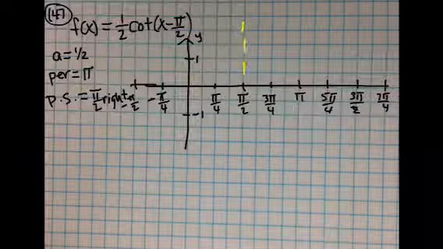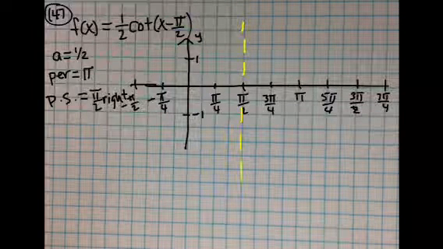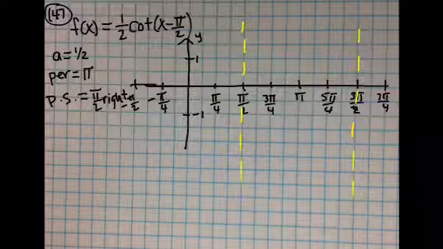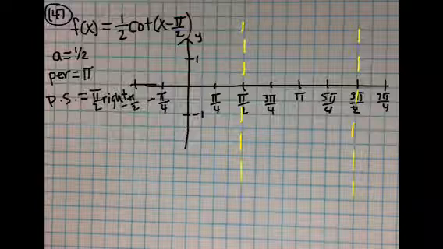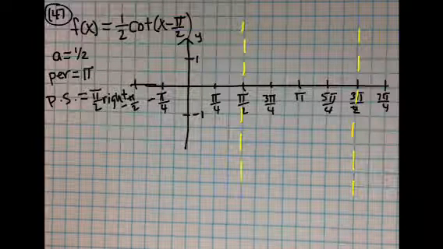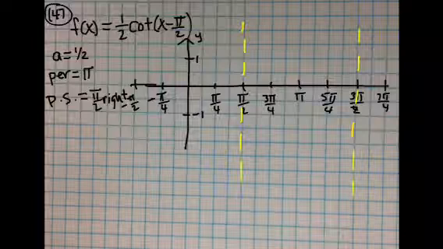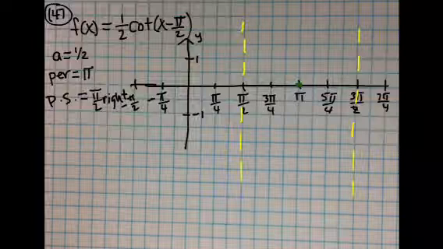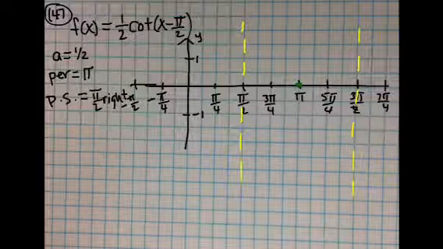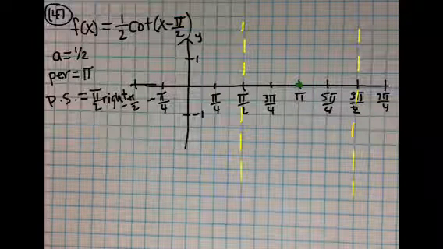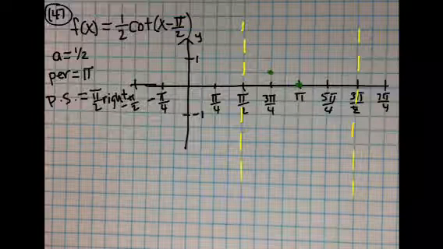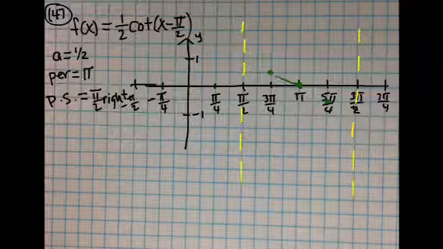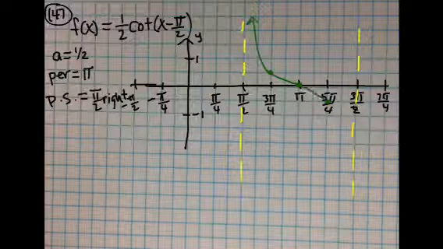Right here, and then right here. Okay? So I'm going to draw the first period right there. So in the middle of the 2 yellow lines I have a 0 right there. And then for cotangent, the 1/4 of the way is the positive a, so that would be right here. And the 3/4 of the way, it's the negative a, so that would be right there. So it goes like this.